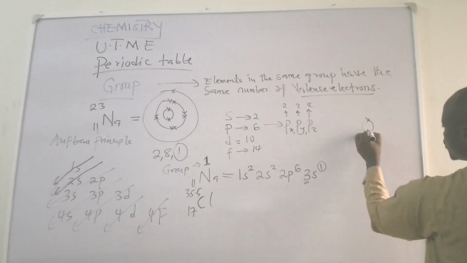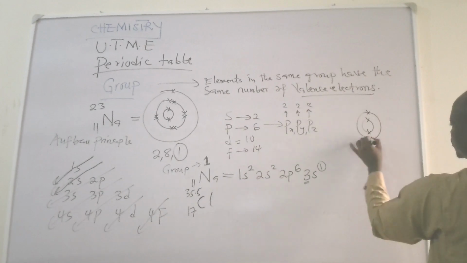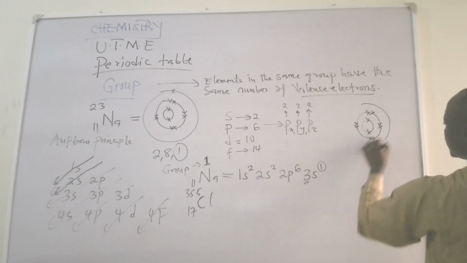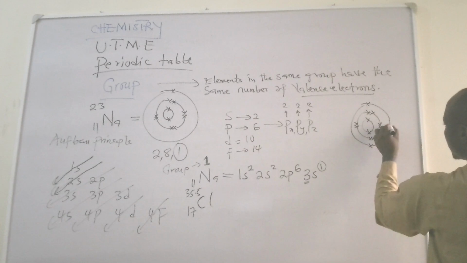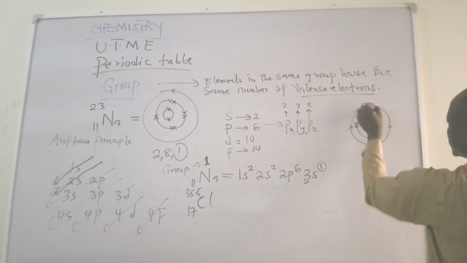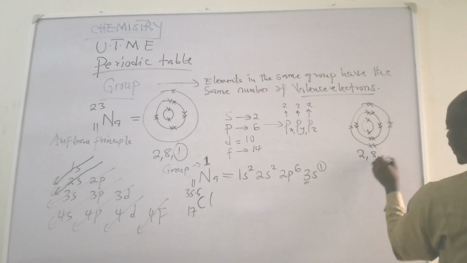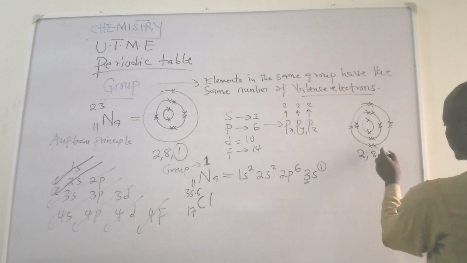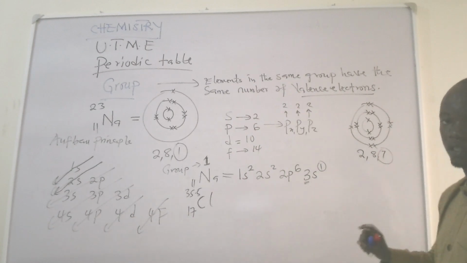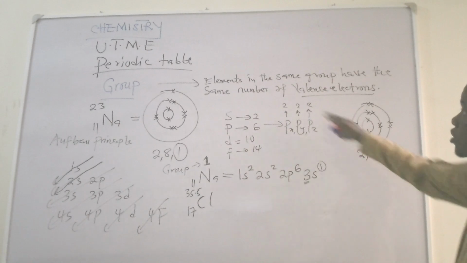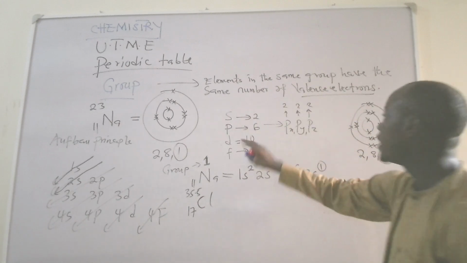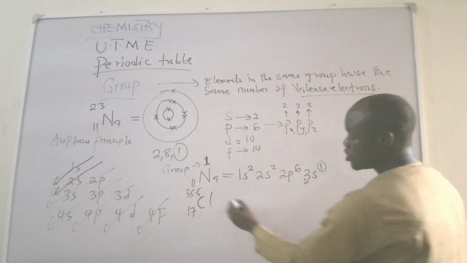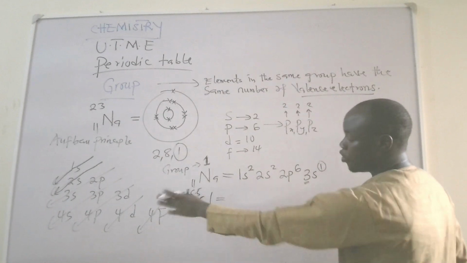In the first shell we have 1, 2. In the next we have 1, 2, 3, 4, 5, 6, 7, 8. And we now have 1, 2, 3, 4, 5, 6, 7. So we have 2, 8, 7. It means that the valence electrons is 7, so chlorine is in group 7. We usually know the group of an element using the valence electrons, so chlorine is in group 7.